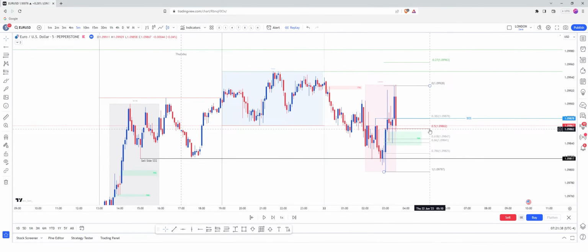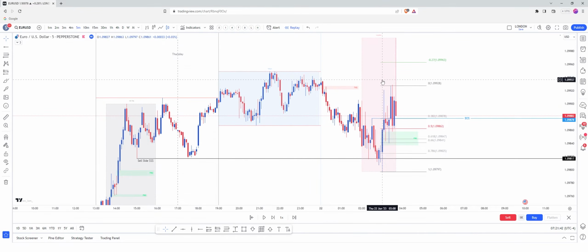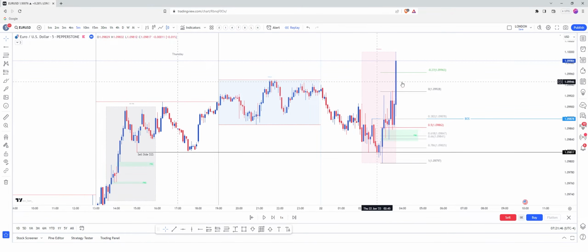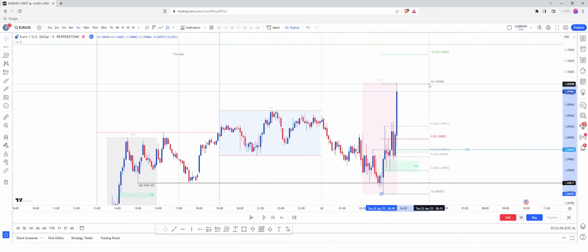Price pulls back, taps discount. Unfortunately, it didn't dig into optimal trade entry, so there's no long there. We've taken the Asia high, but we still have liquidity above us. Again, based on the Judas swing principle, I would still be looking for a long position. So optimal trade entry has now moved slightly higher into this order block area.